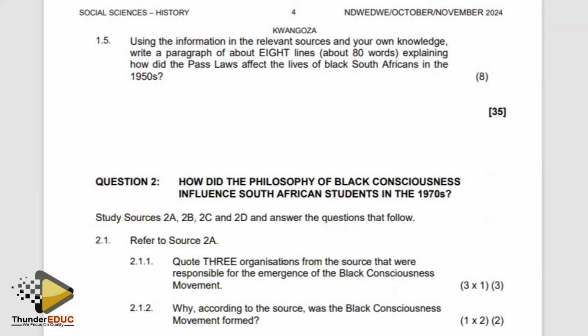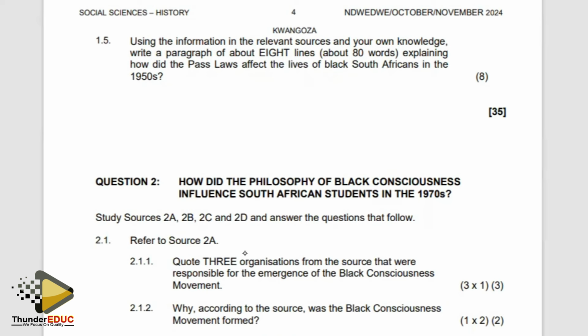Using the information in the relevant sources and your own knowledge, write a paragraph of about 8 lines explaining how did the pass laws affect the lives of Black South Africans in 1950. So here, you should include some of these things in your paragraph, all right? Here you can quote even from the sources.